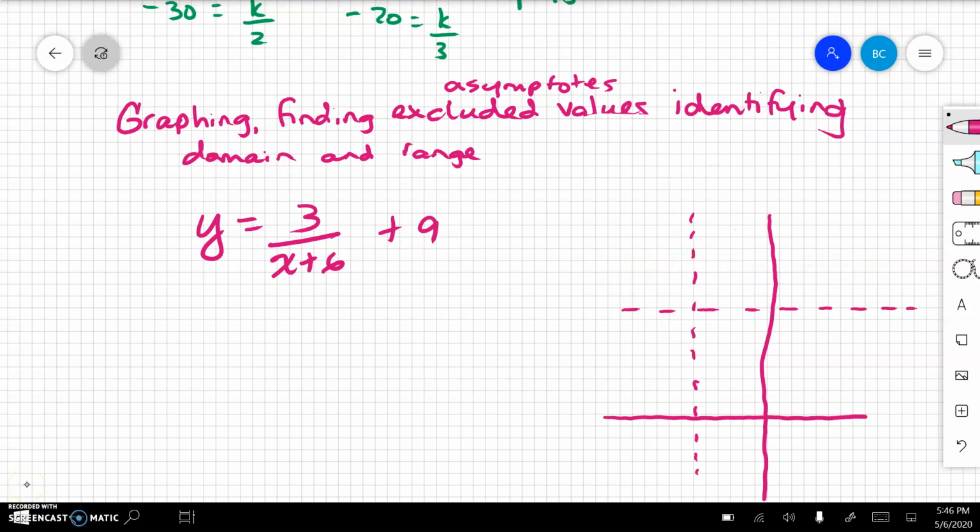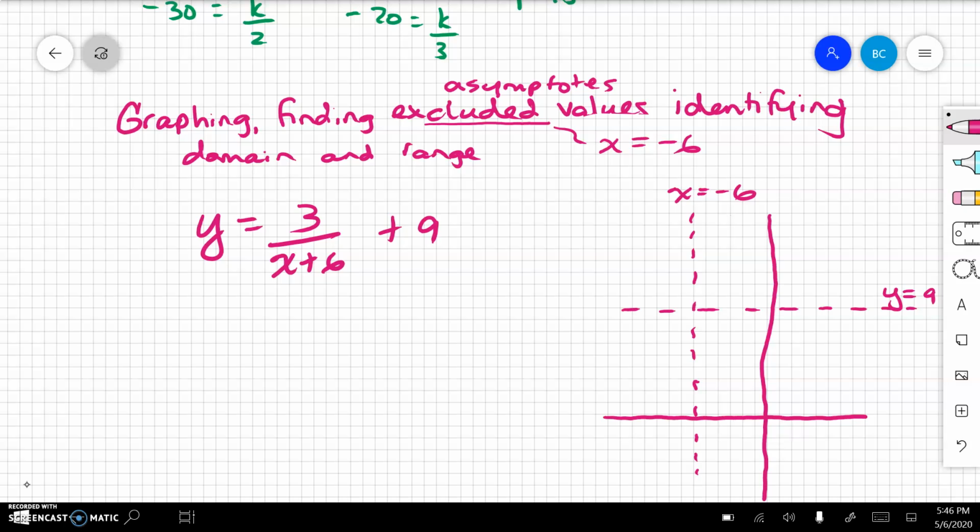All right, so I just went back and moved my graph because I decided that it would be better to make it look correct. This is my asymptote where x equals -6, and this is my asymptote where y equals 9. Those are my asymptotes, so y equals 9 and x equals -6. My excluded value is just that x can't equal -6, but we say that the excluded value is where x equals -6. So we don't say that an excluded value is y equals 9.